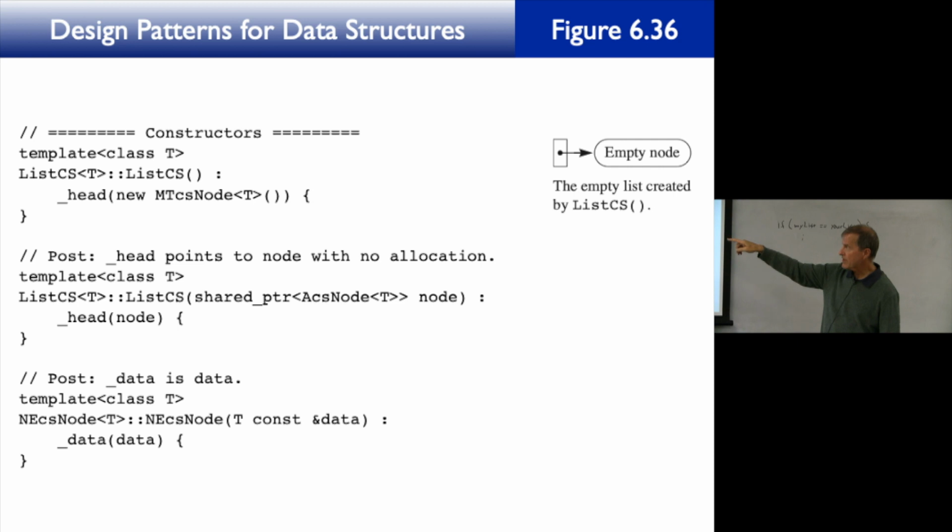See, we have list CS, : list CS. So that's the constructor for a list. And what does it do? What is that colon, and then we postpone the brace? That's called the what list? And what is that called in C++ when we have the variable in the paren? What's that called? Initializer. Initializer list. That's an initializer list.